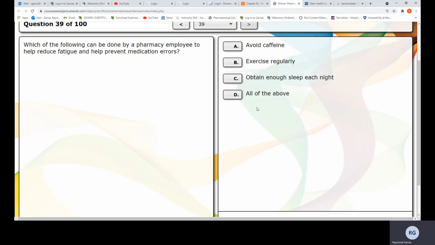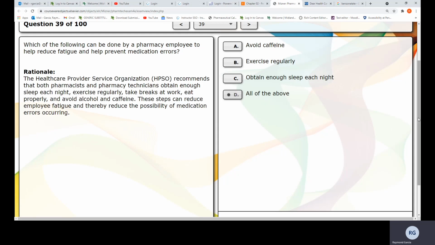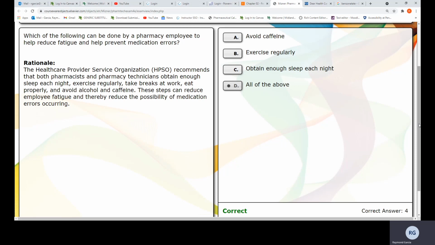Which of the following can be done by a pharmacy employee to help reduce fatigue and help prevent medication errors? Avoid caffeine, exercise regularly, obtain enough sleep each night. Has to be. Yeah. Avoid caffeine, huh? Develop a tolerance. Just like with everything else.